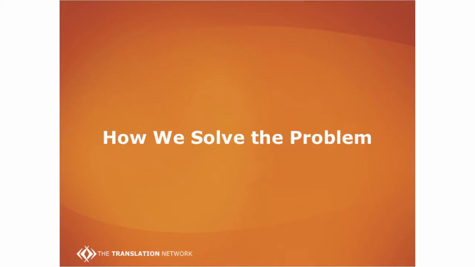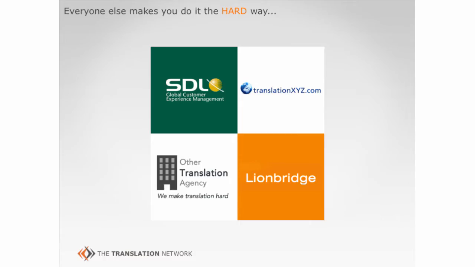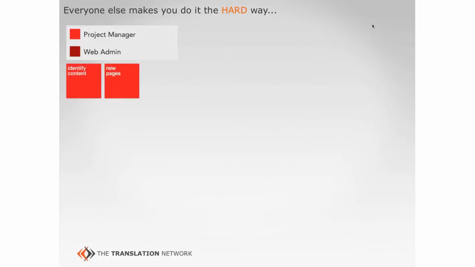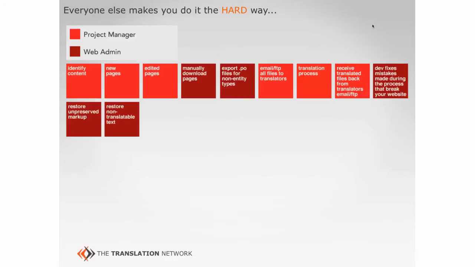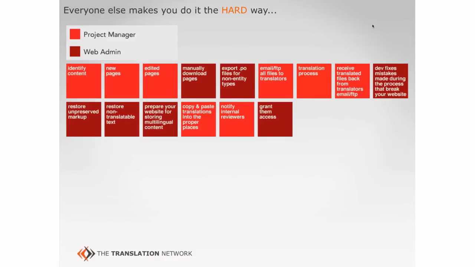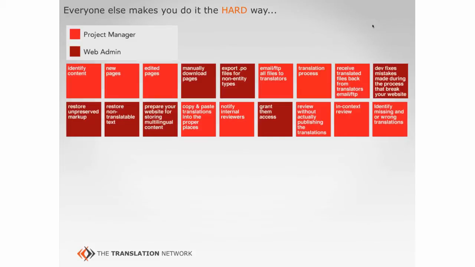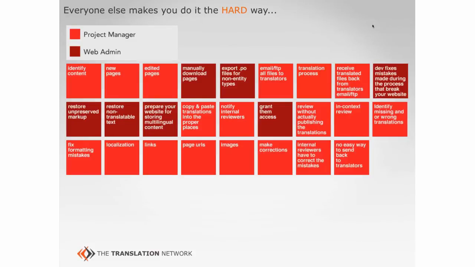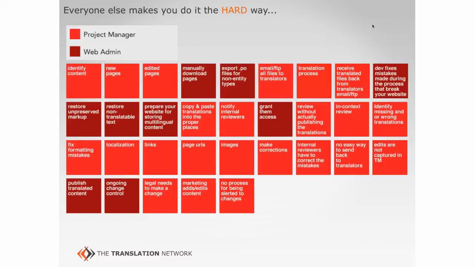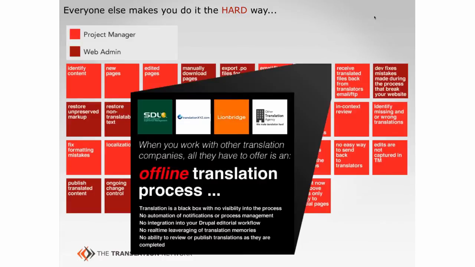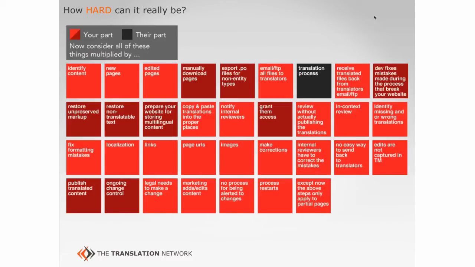So how do we solve this particular problem? Everyone else makes you do it the hard way. As you can see here, you have a typical project, and we saw this earlier in that problem slide, where you have a project manager and a web admin that are typically working on a website. And the different colors here represent the different steps for each of these actors, so to speak. And as you can see, you're going to have to identify content, new pages, download them manually, send those off for translation, etc.